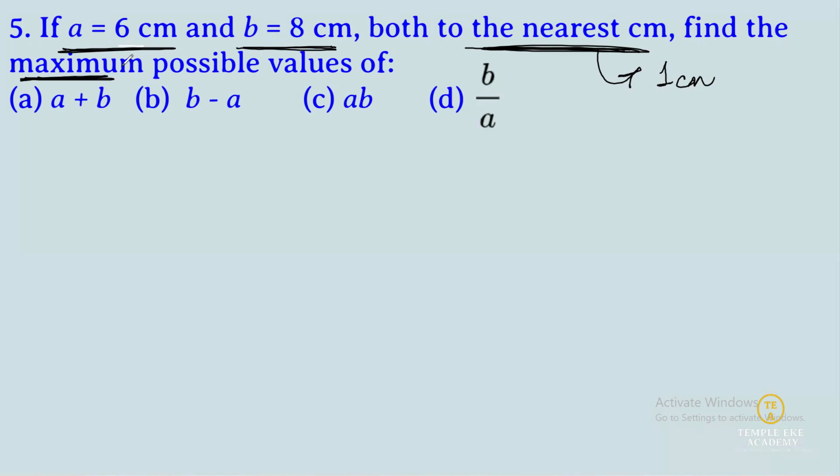So the first thing to do very quickly now is to find the upper and the lower bounds. So let's first get our possible error in place. The possible error is going to be the degree of accuracy divided by 2, which means 1 centimeter divided by 2. And straight away, 0.5 centimeters. We have the possible error. Now we can find the lower bound.